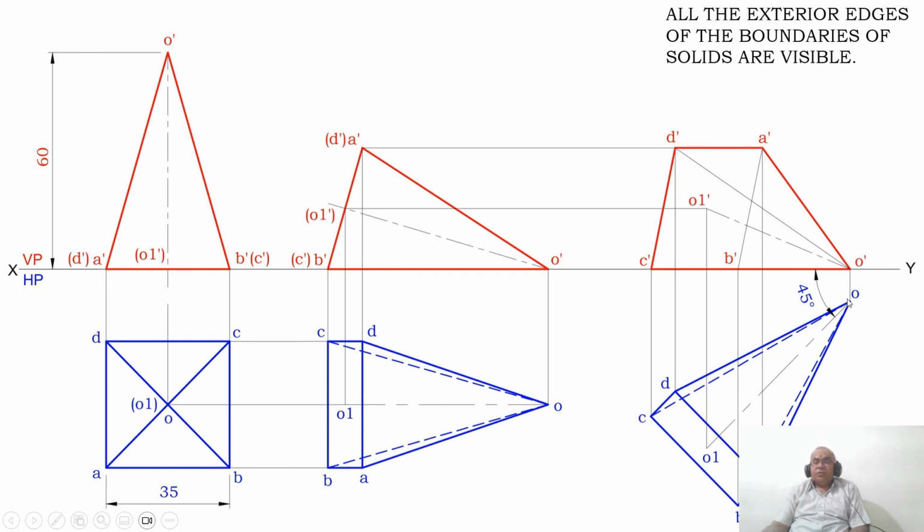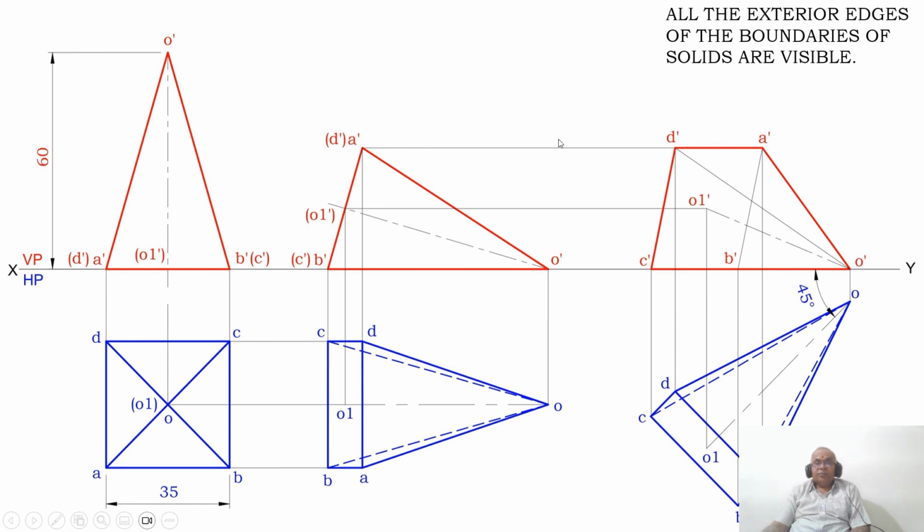So to do that, draw a vertical projector from O to the XY line, draw a vertical projector from B to the XY line, and draw a vertical projector from C to the XY line. You mark these points as B dash, C dash and O dash. Draw a horizontal projector from O1 dash from the second position front view, and draw a vertical projector from O1. Both these two lines will intersect at this point, and you mark that point as O1 dash.